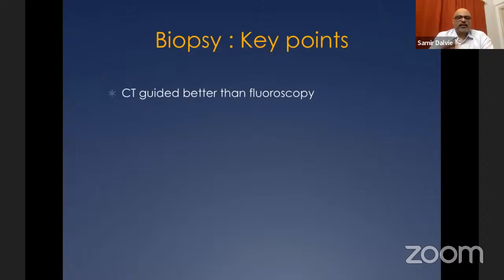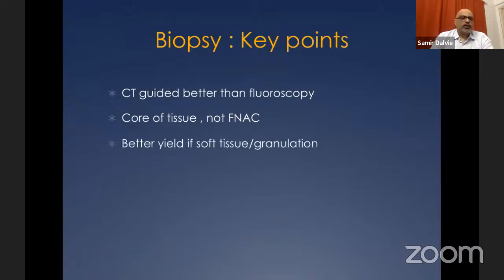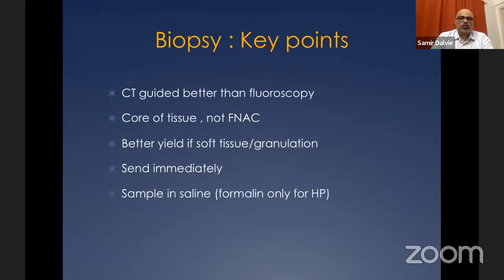In biopsy, the key points are that a CT guided biopsy is better than fluoroscopy. So as far as possible, you make sure that your radiologist is trained and able to do these biopsies. It may be that you also go to the CT department, and that they do the needle pass in front of you. You need a core of tissue, not an FNAC, and you will get a better yield if there is soft tissue or granulation tissue. Try and send it immediately to the lab. Try to not store it overnight. And please don't put it in formalin, because formalin is only for histopath. The sample should be sent in normal saline, or just plain in the container, and sent immediately. That's the best thing.